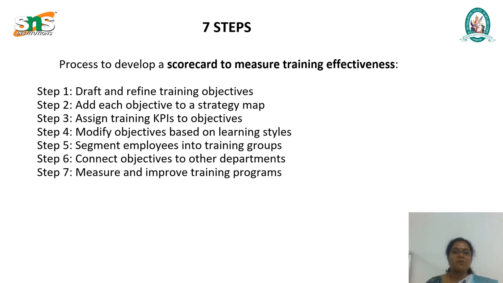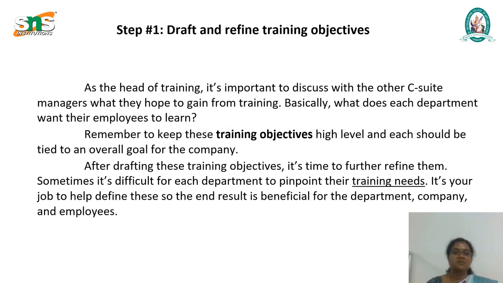7 steps. Process to develop a scorecard to measure training effectiveness. Draft and refine training objectives. That is the first step. Add each objective to a strategic map. That is the second step. Assign training KPIs to objectives. That is the third step. Modify objectives based on learning styles. That is the fourth step. Segment employees into training groups. That is the fifth step. Connect objectives to other departments. That is the sixth step. Measure and improve training program. That is the seventh step.